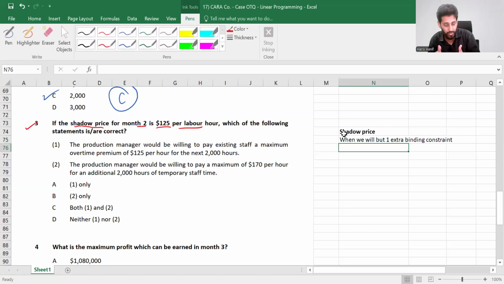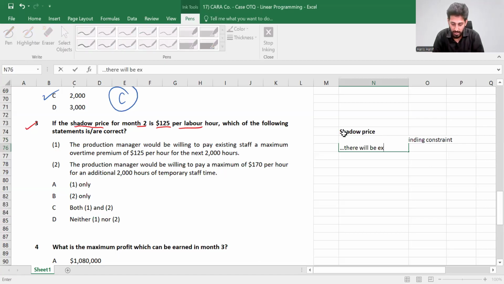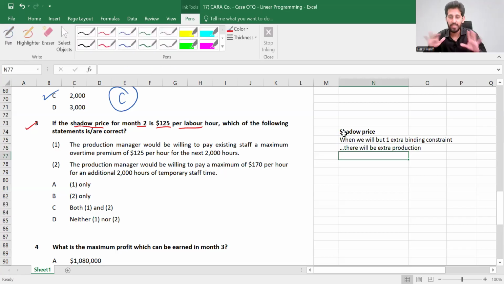there will be extra production, right? Now, what is a binding constraint? A binding constraint means the resource which is fully utilized.